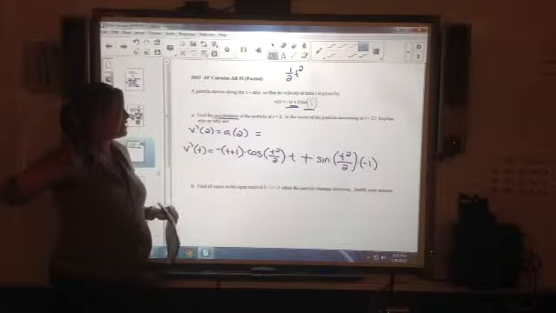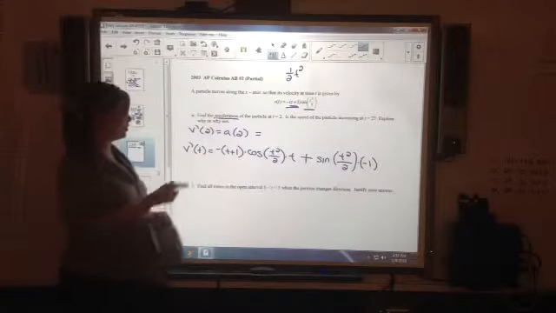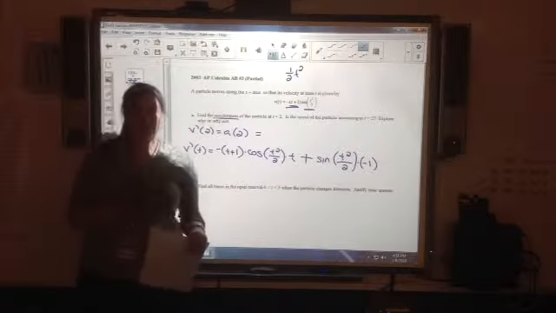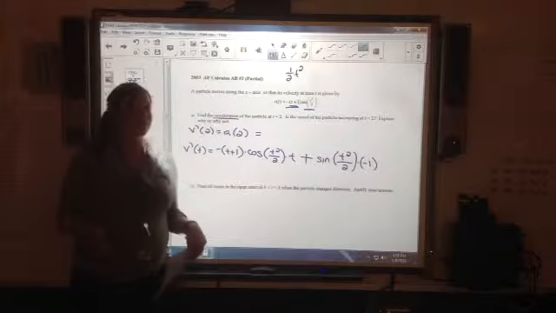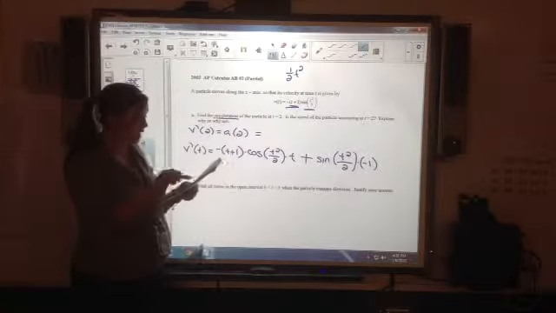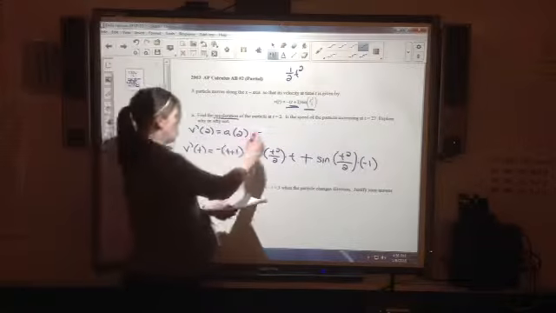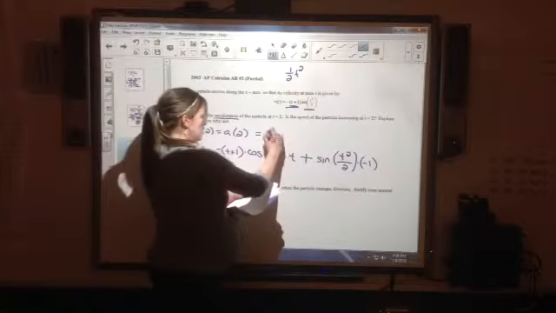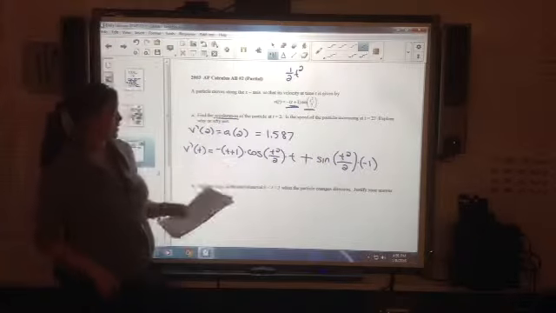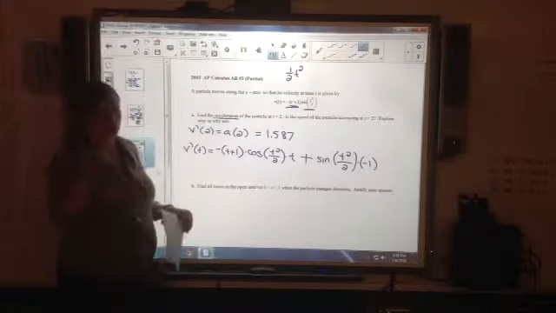Okay, so it's saying find the acceleration at 2. So what I need to do is I plug in 2 to all these places. You can stop me and go ahead and do that now, or you can trust that everywhere I put in 2, I got 1.587. Okay, so I answered this part. Find the acceleration, I did that.